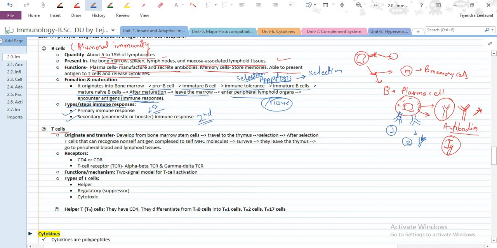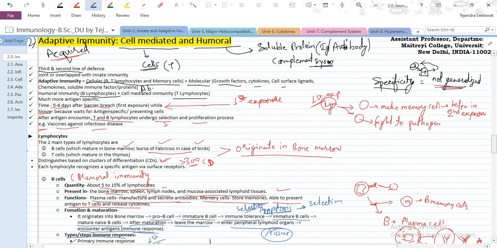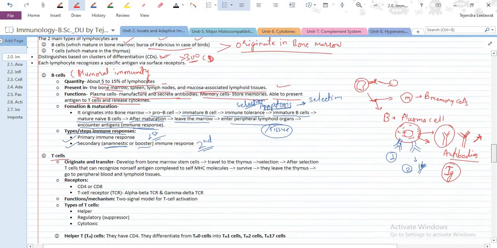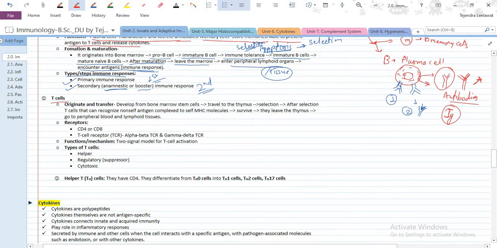So the second immune response is the anamnestic or booster immune response. Sorry, pardon me, I made a mistake. Actually, I told you anamnestic or booster type of immunity, so I am erasing it from here, and that is actually the second immune response, not the adaptive immunity. I'm correcting myself. Pardon me. Okay, so that is the anamnestic or booster type of immunity or immune response, which comes in the second-time immune response.